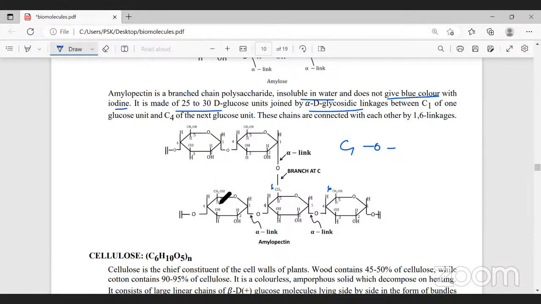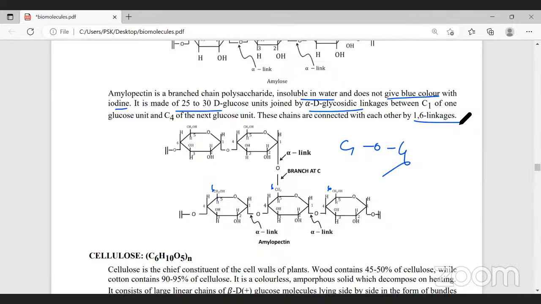This is the sixth carbon atom. So this is the fifth carbon atom, this is the sixth carbon atom, C6. So it's called 1,6 glycosidic linkage. This is the partial structure of amylopectin. This is an amylose unit, this is an amylose unit. These are connected with each other through 1,6 glycosidic linkage.